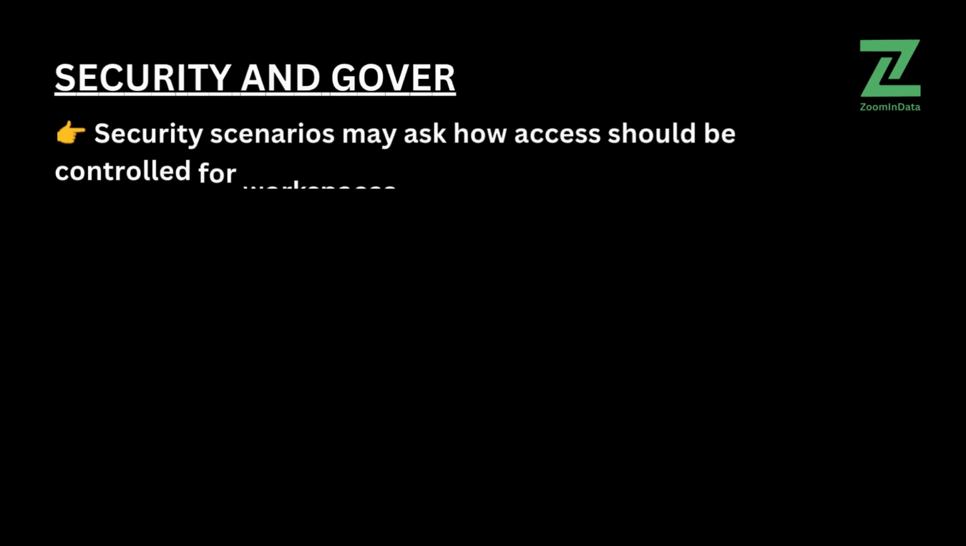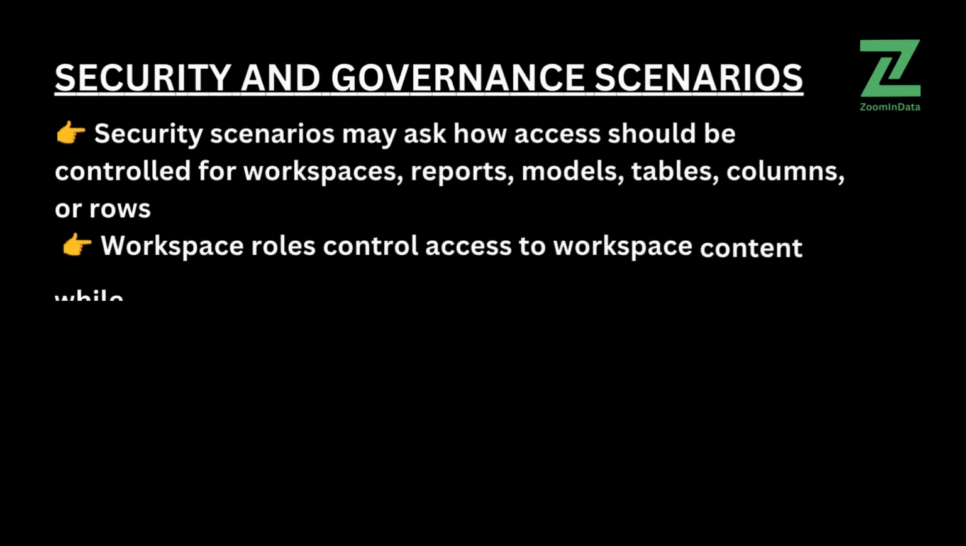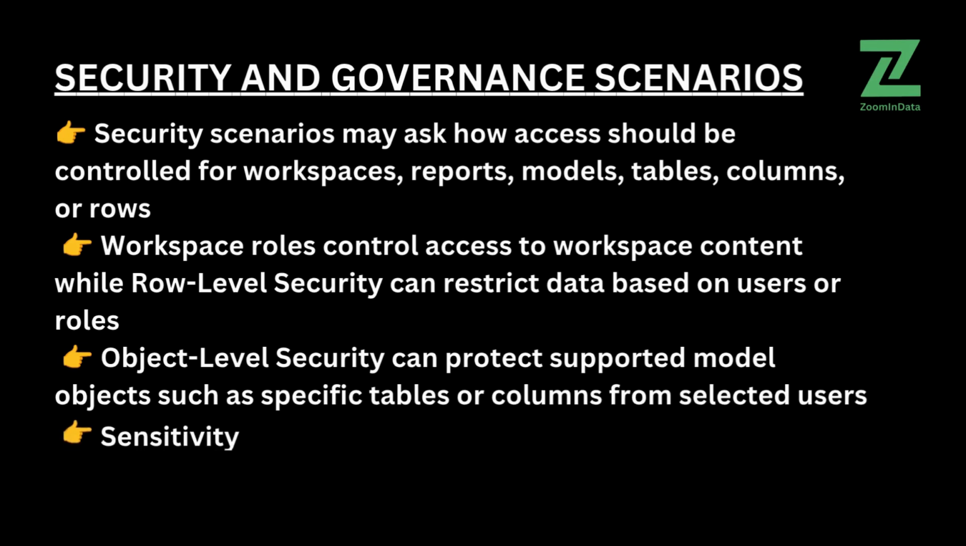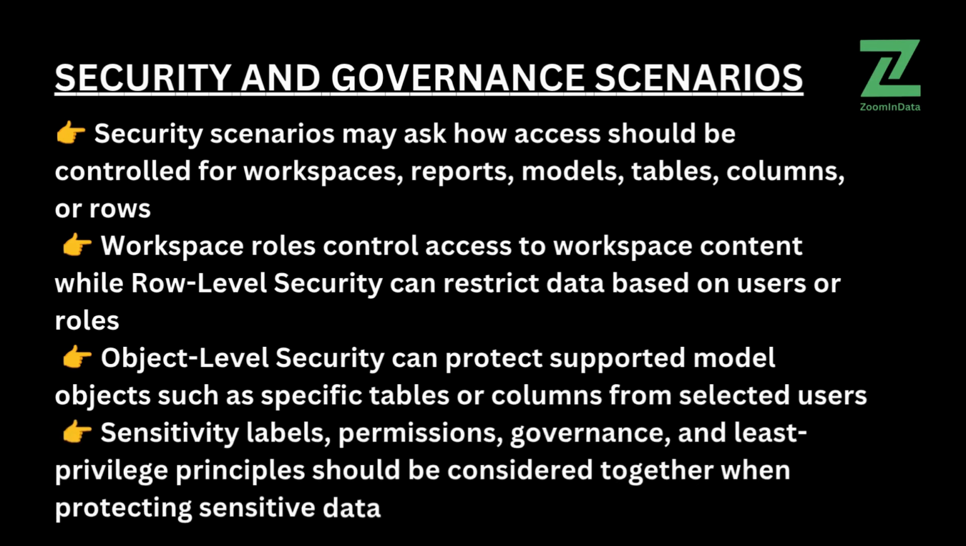Security scenarios may ask how access should be controlled for workspaces, reports, models, tables, columns, or rows. Workspace roles control access to workspace content, while row-level security can restrict data based on users or roles. Object-level security can protect supported model objects, such as specific tables or columns, from selected users. Sensitivity labels, permissions, governance, and least privilege principles should be considered together when protecting sensitive data.